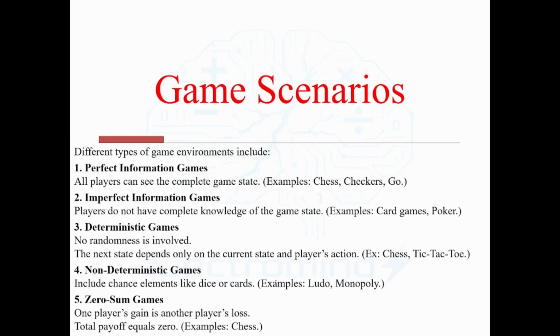The last one is the zero sum games. If one player gains, the other player loses. For example, in chess, or in cricket, where the net run rate is given. If we add the net run rate of both teams, we get zero. That is called a zero sum game, where the total payoff is zero. In chess also, if one player is winning, they earn some positive points and the opponent has negative points. If we add both, we get zero. That's why we call these zero sum game scenarios.